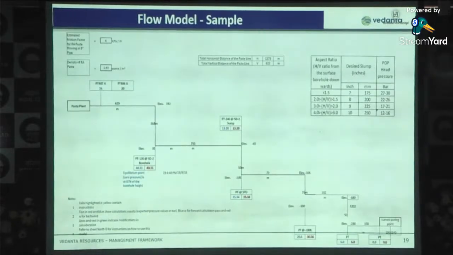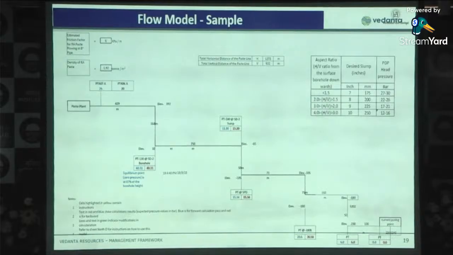One major thing that comes after that is the flow model. Suppose we are sending the paste fill with the help of gravity, and if the process flow diagram is not accurate, the flow of paste fill will choke the whole pipeline. Here in the mine, there is an 18-kilometer pipeline of paste fill. So the flow model plays a very vital role in calculating whether this flow will reach the last pouring point or not.